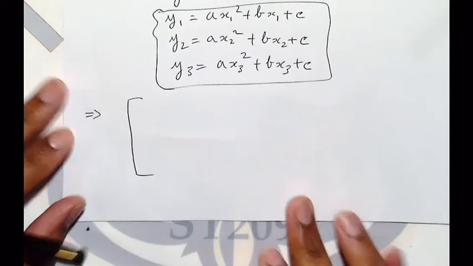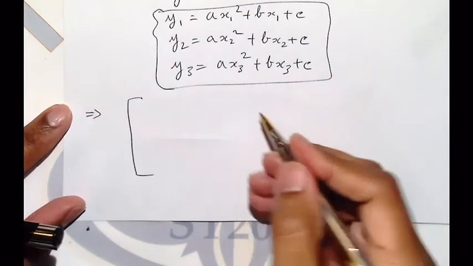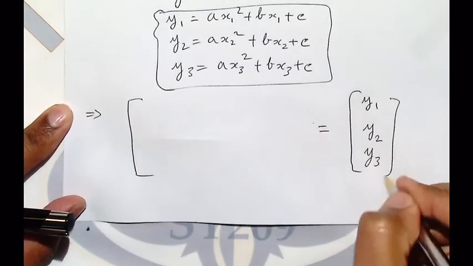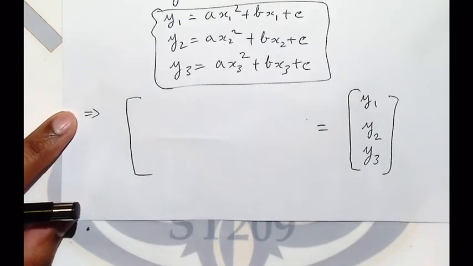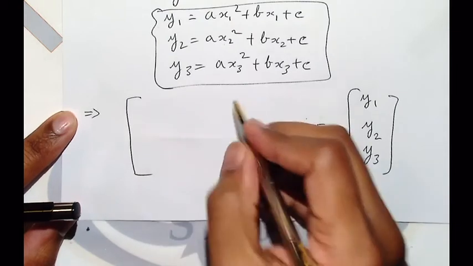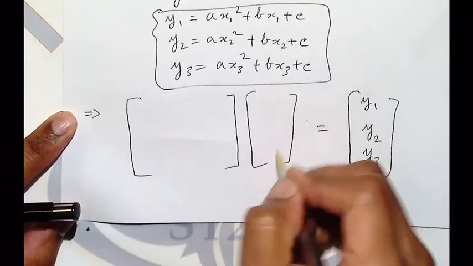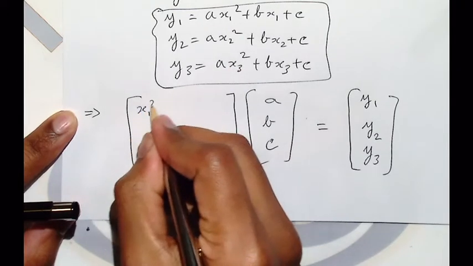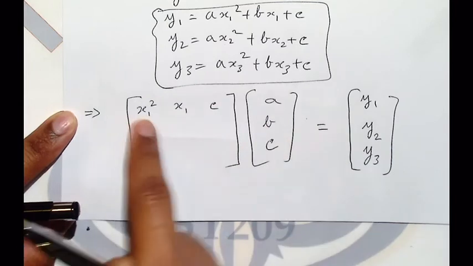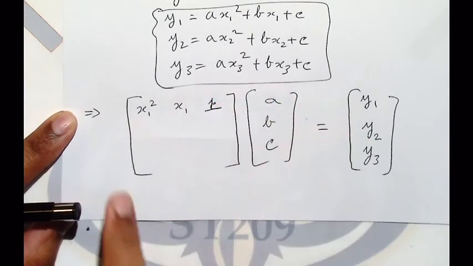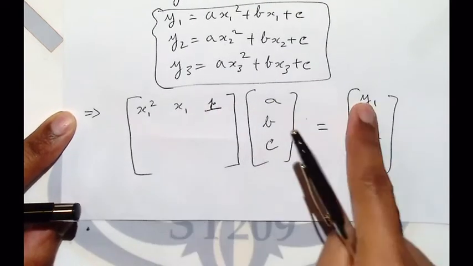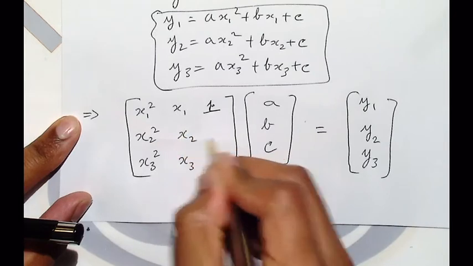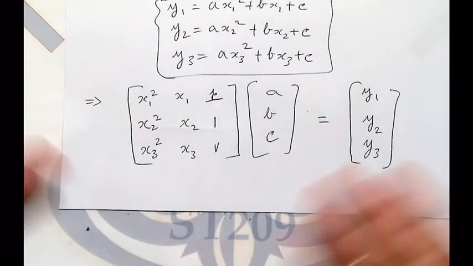Y1, Y2, Y3. I will put the y on the other side, okay? So, all right, perfect. We have y1, y2, and y3. Okay, then? A, B, C. Where should A, B, C go? Here? No, I think the other. Yeah. So here goes A, B, C. Okay? And in here, let's see, this is x1 squared, x1 and 1. So A x1 squared plus B x1 plus C is equal to y1. Okay.